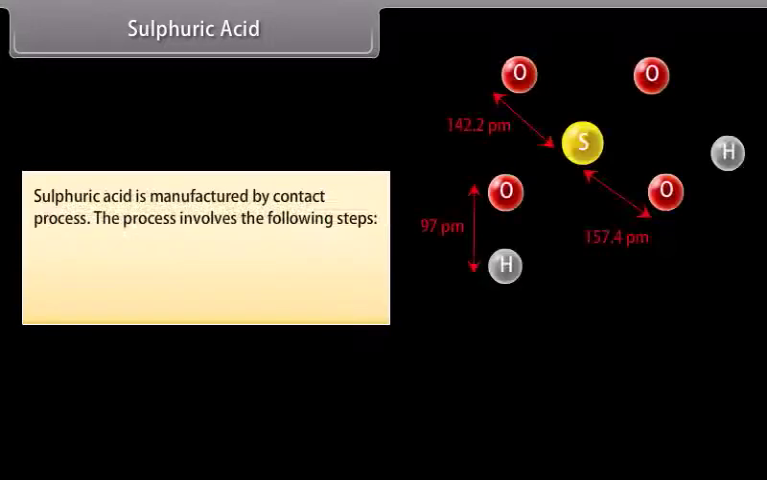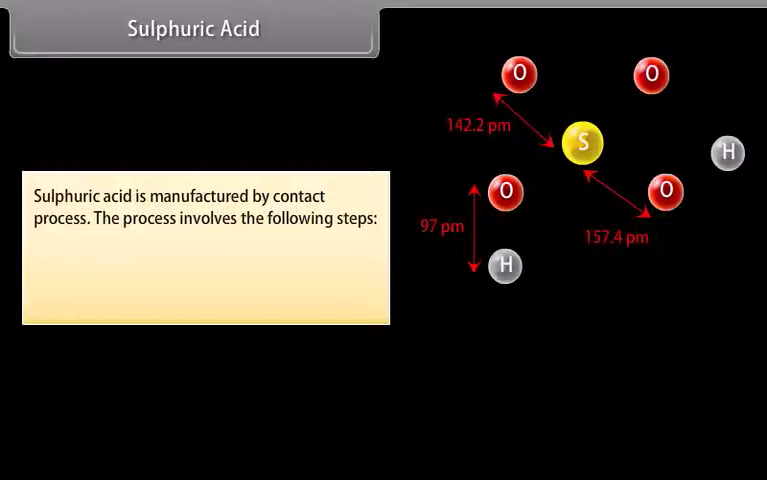Sulfuric acid. It is the most important oxyacid of sulfur. It occurs in certain minerals and springs. It has large application in industries and is also known as the king of chemicals. Sulfuric acid is manufactured by contact process.